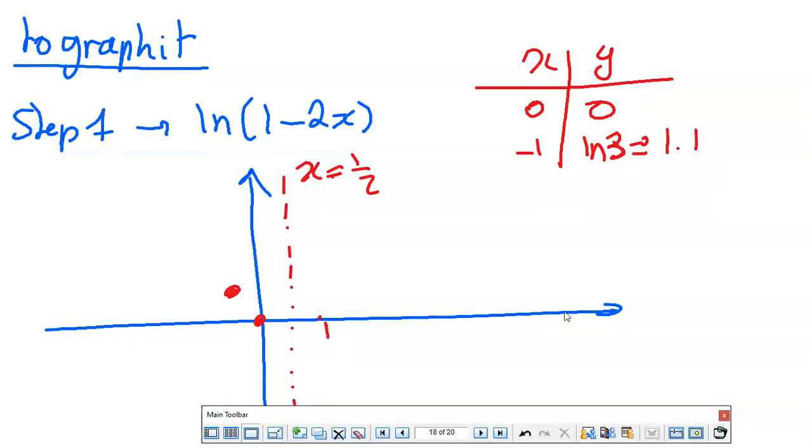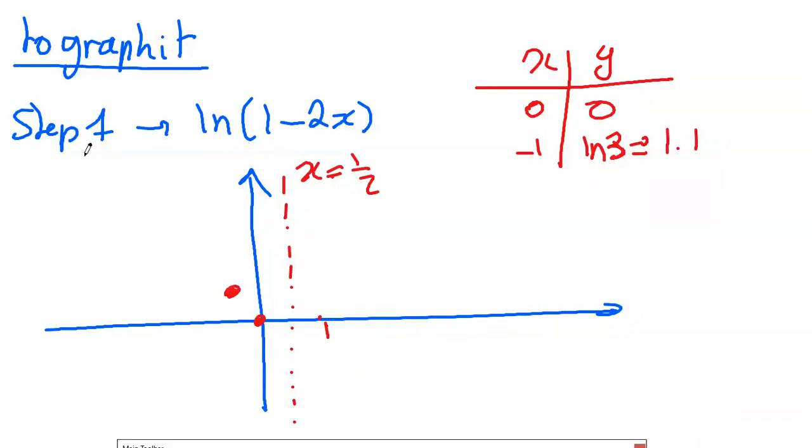How do we graph it? To graph it, we start step by step. Step 1, I need to draw ln of 1 minus 2x. I have my vertical asymptote, and I will take some points. For example, for x equal to 0, y is 0. This is the point. For x equal to minus 1, y is equal to 1.1, so it's here. And my function is a decreasing function, so it's like this. So this is the graph of ln of 1 minus 2x.